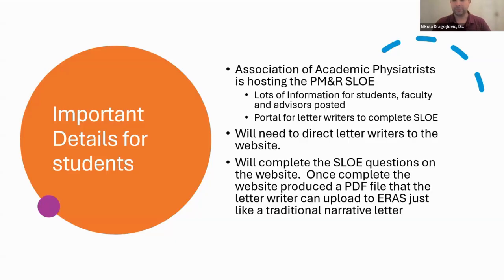Someone asked, if our home program doesn't have a residency, but we are doing an away, is it okay to get a SLOE from the away and a regular letter from the community PM&R school? Or should we try to explain the SLOE to them? I don't know. You do you. You could go down fork A or you could go down fork B, right?